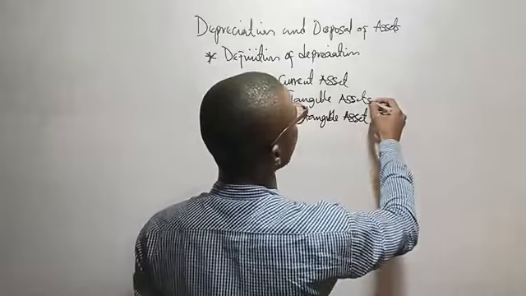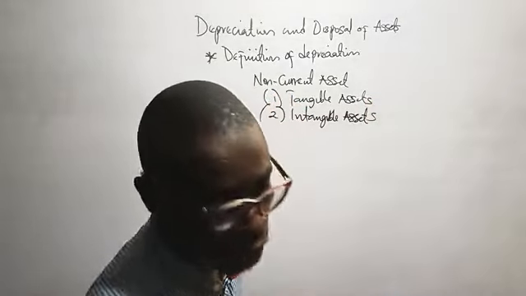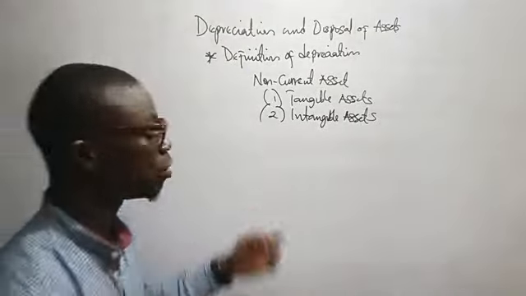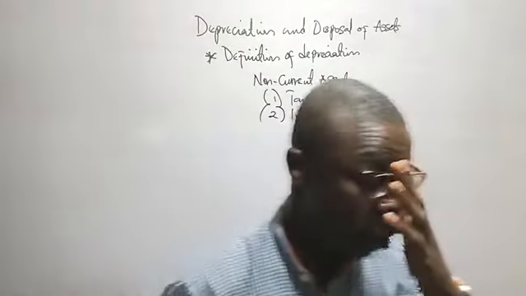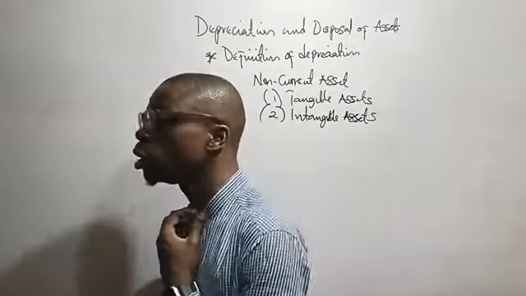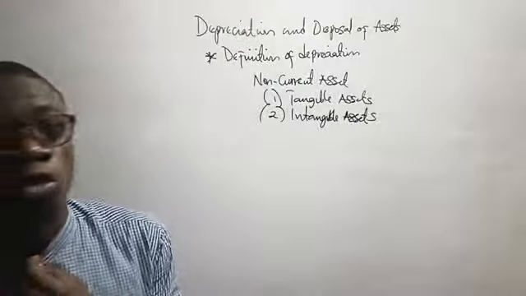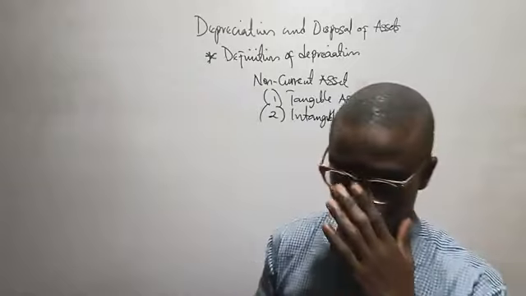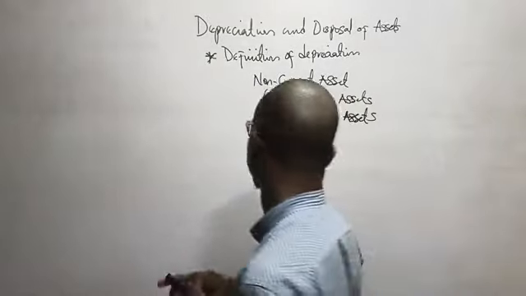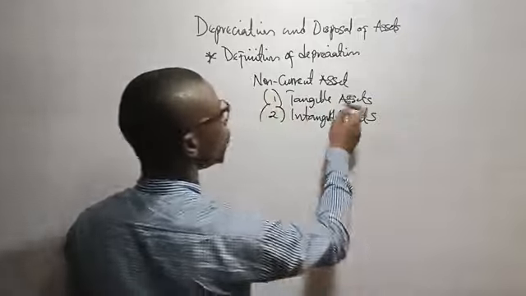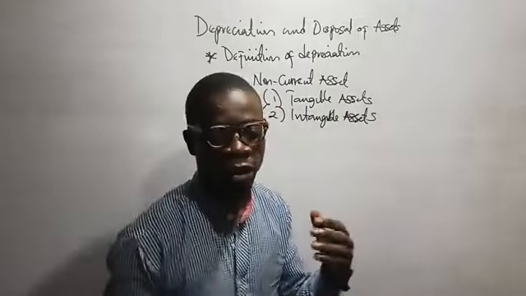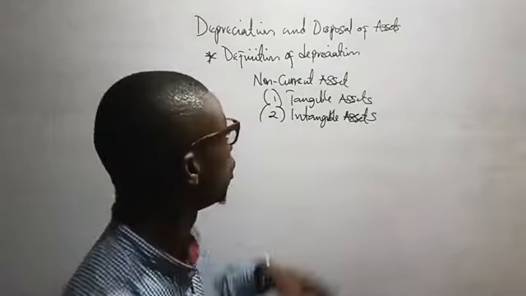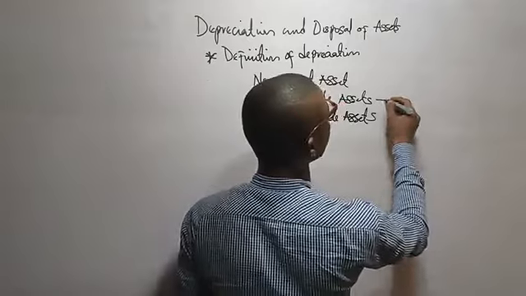And if you remember vividly, when you say the word tangible, it means an asset that can be seen, felt, or touched. Examples of tangible assets are land, building, property, equipment, machinery, plants, motor vehicles. Intangible assets are assets that you cannot see or touch. That means you depreciate tangible assets.